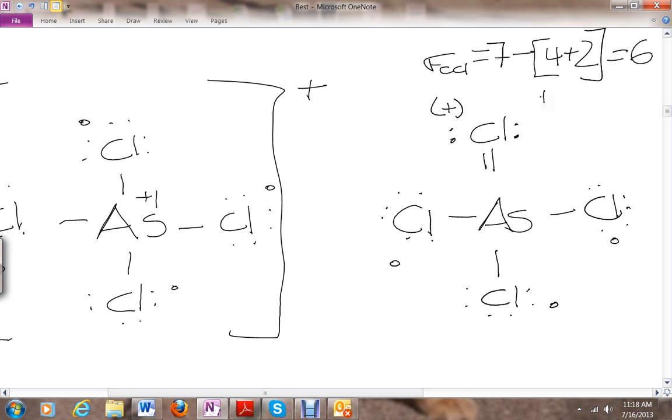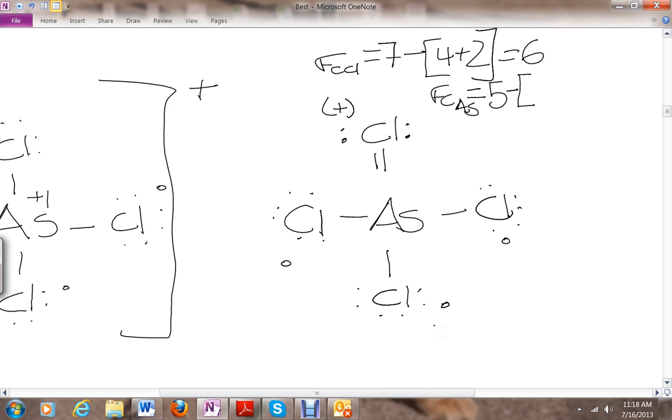The formal charge of As, arsenic, is going to be equal to 5 minus, let's look at it, how many bonds do you have? 0 lone pair unshared electrons. 1, 2, 3, 4, 5. We have a total charge of 0 because it's plus 1. Plus 1, this would be 0, and this would be plus 1. 0, 0, 0, 0, plus 1. We got plus 1, we have the right amount of electrons.